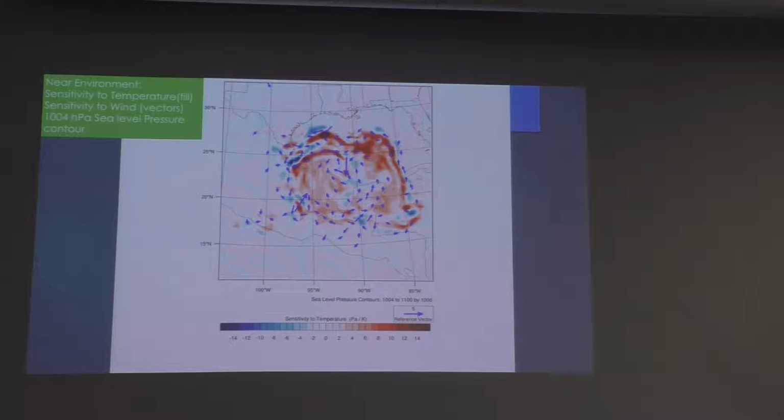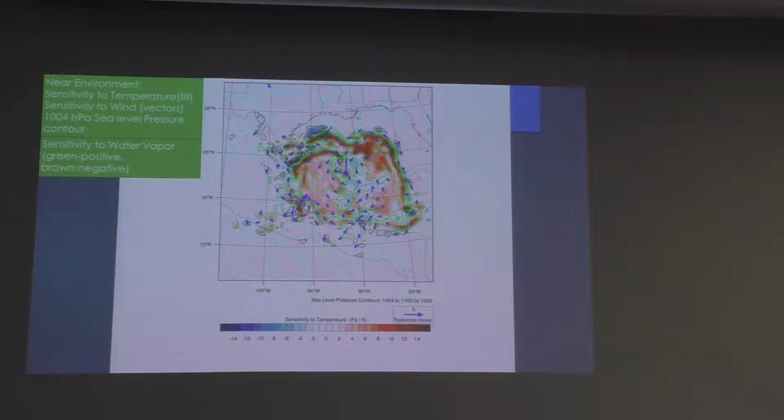We can also see a coincidence of these sensitivity fields. Now overlaying on it is the sensitivity to water vapor. Just flipping back and forth, we can see green indicates positive sensitivity to water vapor, and brown is negative sensitivity to water vapor. So we see positive sensitivity to both water vapor and temperature, indicating kind of a theta E argument to increase the relative humidity in those areas.